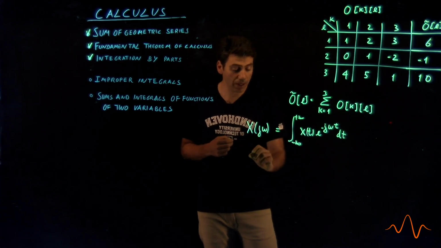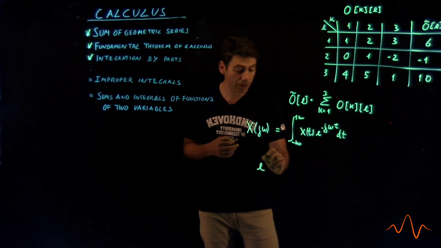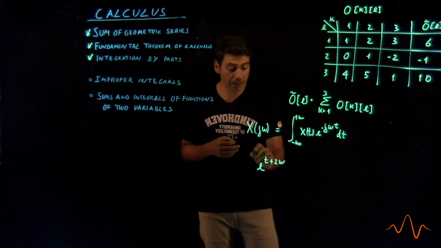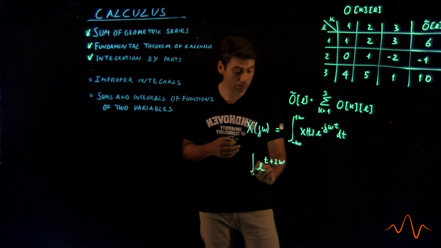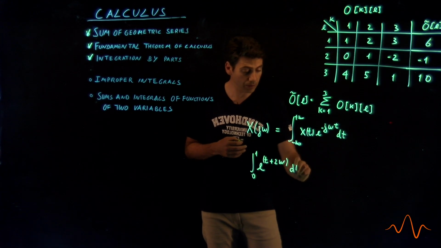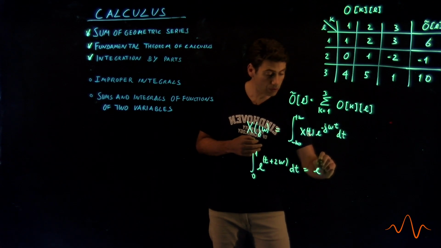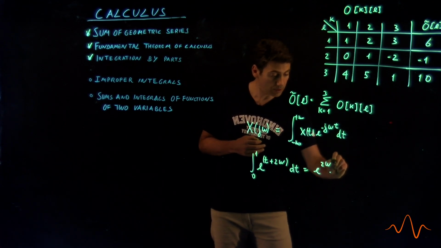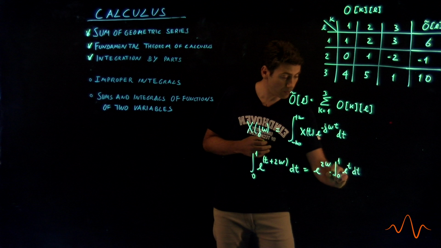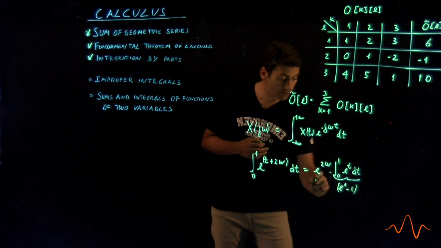Just as an example, if we have a function of two variables, e to the power of t plus 2 omega, and if we take the integral from 0 to 1 of this function with respect to t, we will get e to the power of 2 omega times the integral from 0 to 1 of e to the power of t dt. And once we compute this, this is e to the power of 1 minus 1. We get a function of omega.